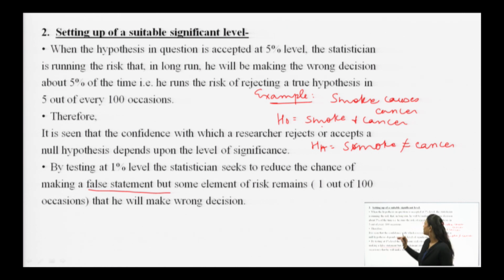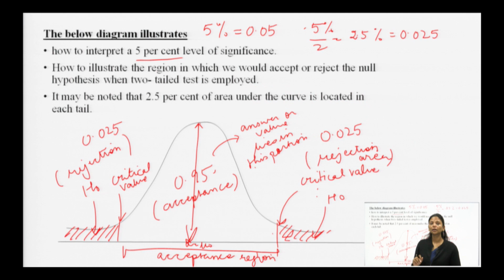So, this is all about significance level, and this is the diagram which talks about the regions of significance level at 5% and 1%. If it is 5%, we distribute 5 divided by 2, which gives you 2.5%, that is 0.025 on either of the two sides. In the same manner, for the 1% level of significance, divided by 2, it gives you 0.005.